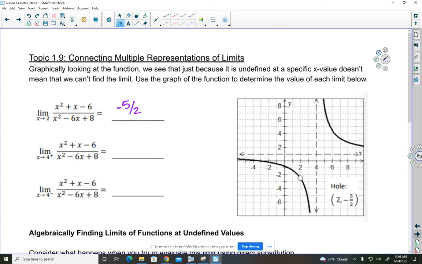Okay, graphically, evaluating the limit as x approaches 4 from the right. So our asymptote. From the right side, we're approaching positive infinity. And from the left side, negative infinity.